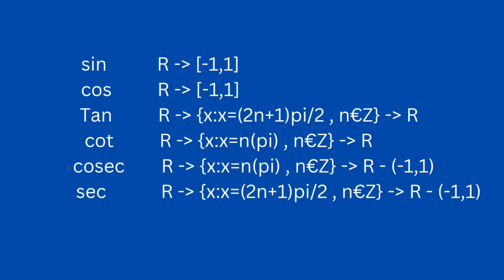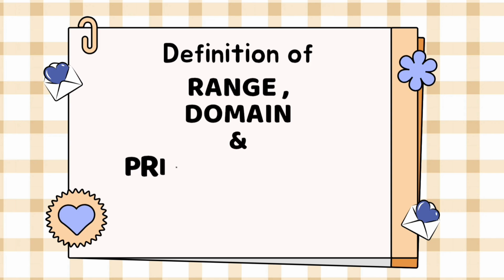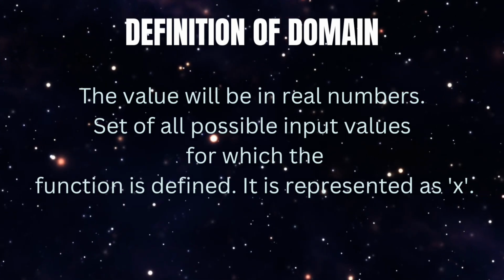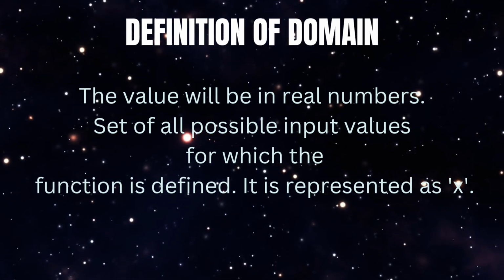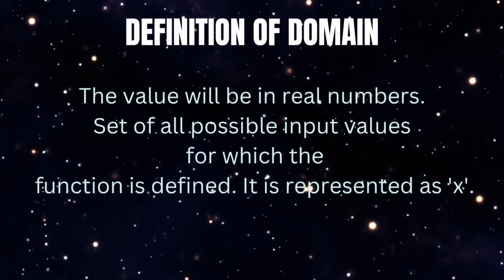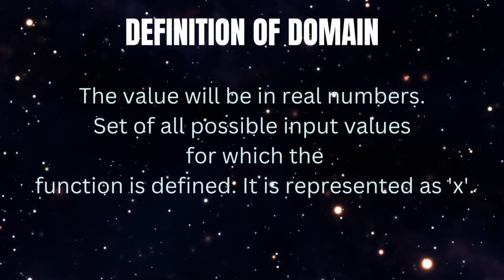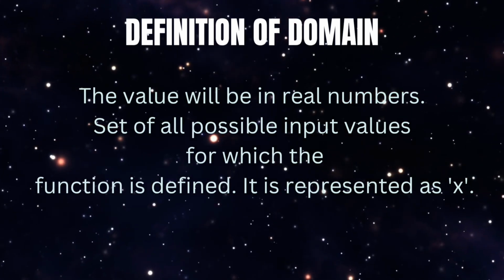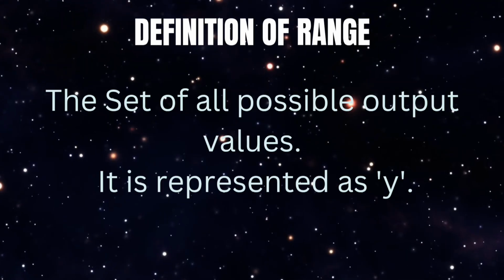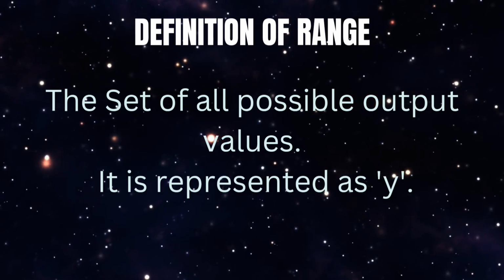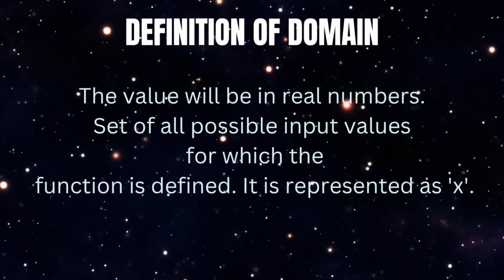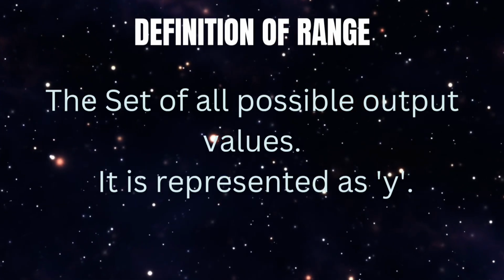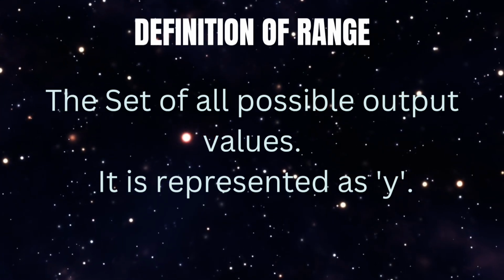Cosecant and cot. Now what is the definition of domain, which we need to just look into. The domain value will be in real numbers. The definition of domain is nothing but the set of all possible input values for which the function is defined. It is often represented as x. Similarly, the definition of range is the set of all possible output values, that is usually represented as y. Domain is possible input values, range is the possible set of output values, right? Domain is represented as x and the range is represented as y.